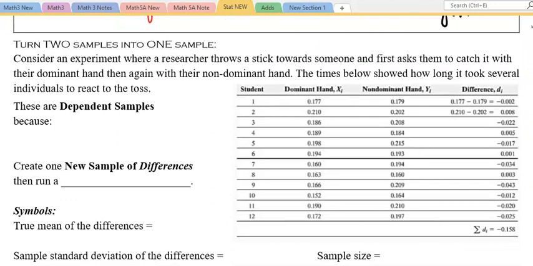Here we have two samples. Consider an experiment where a researcher throws a stick towards someone and first asks them to catch it with their dominant hand and then again with their non-dominant hand. The time below shows how long it took several individuals to react to the toss. So these are dependent samples because it's the same subject.